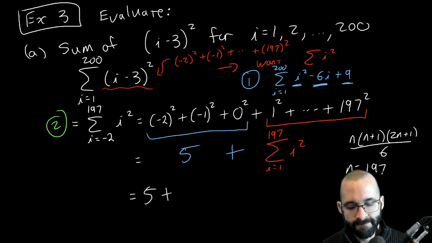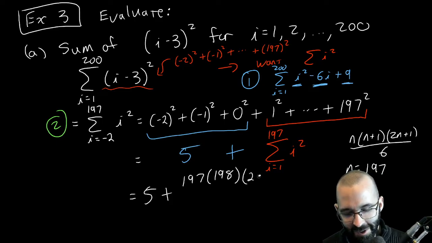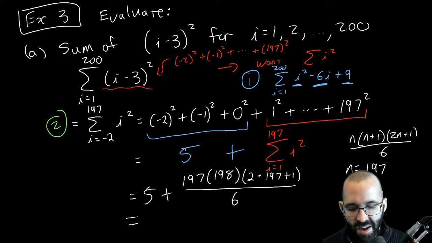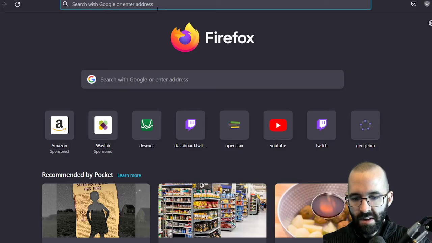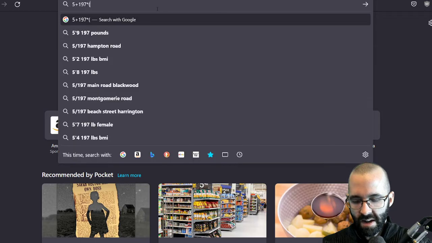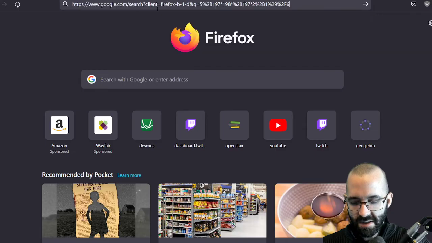So we can just use the formula. So n, 197, times n plus 1, 198, times 2n plus 1, 2 times 197 plus 1, all over 6. And just type that into a calculator and you should be good to go. All right, so let's type it into a calculator. We had 5 plus 197 times 198 times 197 times 2 plus 1 all over 6.